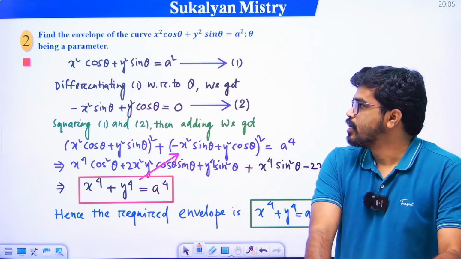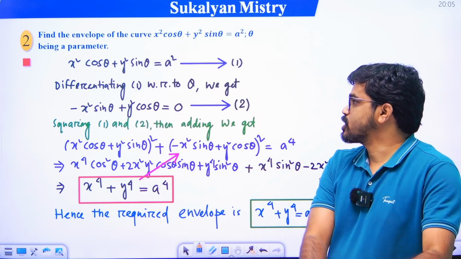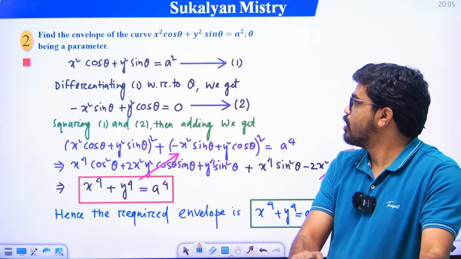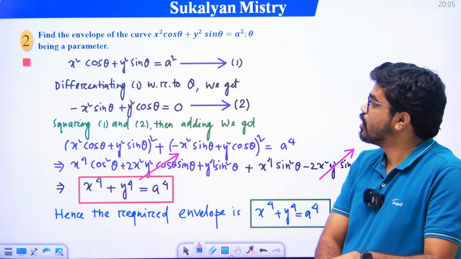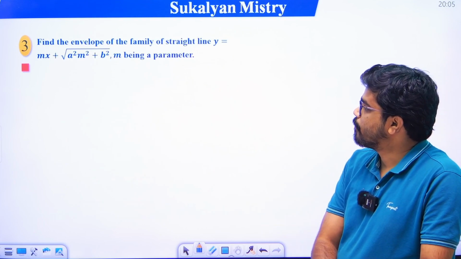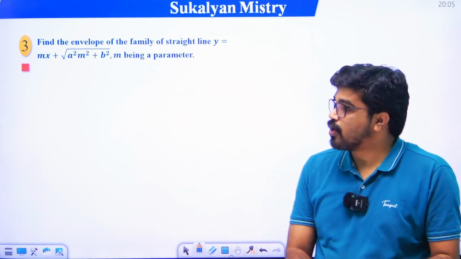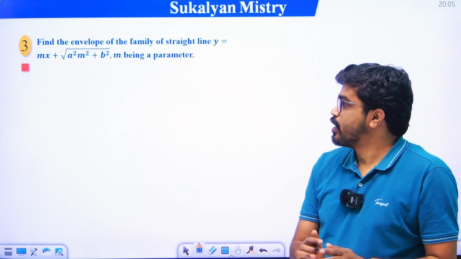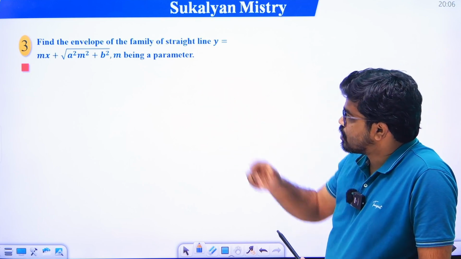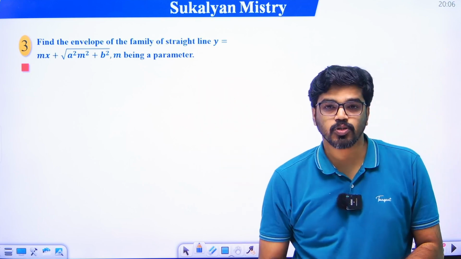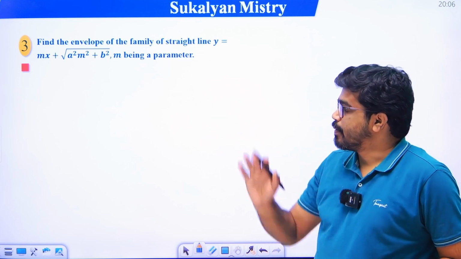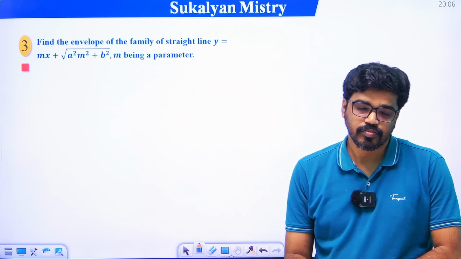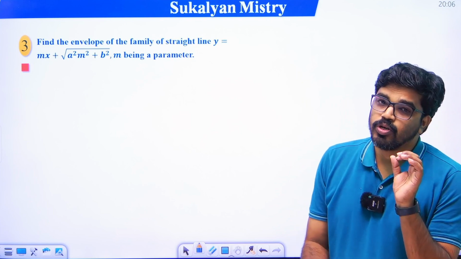Okay, right? So let us consider the next example. Find the envelope of the family of straight lines y is equal to mx plus root over of a square m square plus b square, m being the parameter. Okay, we know two methods.